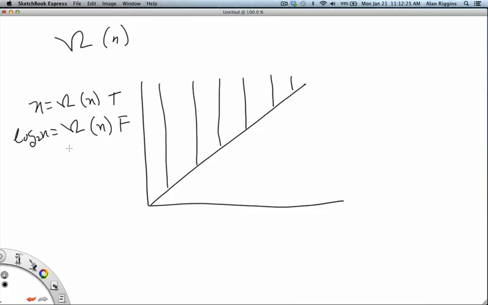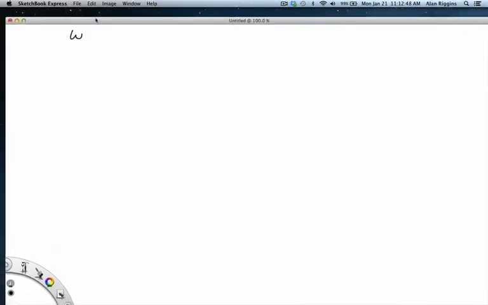or faster than n. N squared is equal to big omega of n. This is true. If we graph n squared, as we can see, it is in the shaded region. It is a member of that complexity class. The final symbol we want to look at is little omega of n.